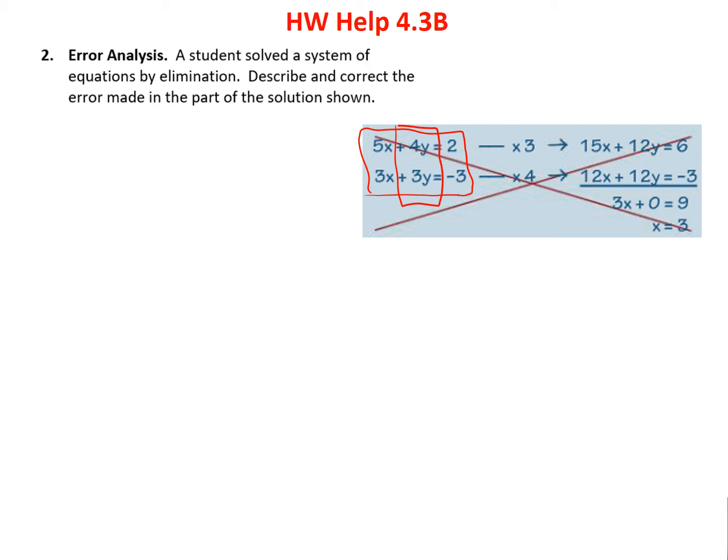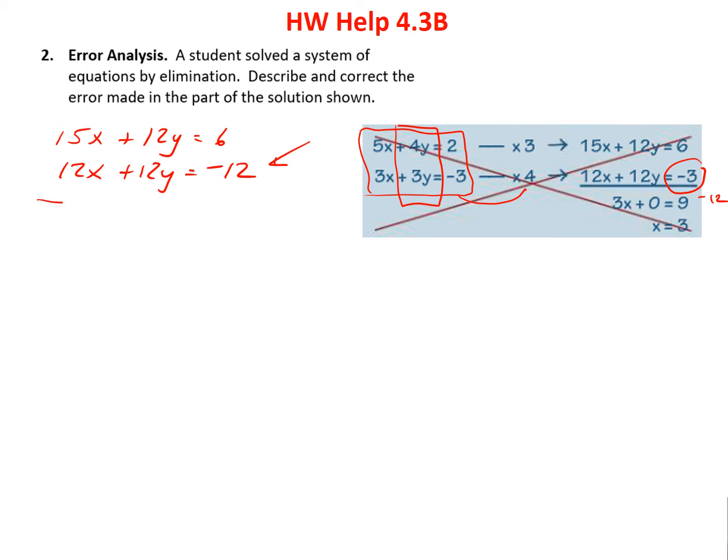But here's where they made the mistake. They forgot to multiply the last one by the number. So they left it as minus 3 when it should be minus 12. In other words, if they had done it correctly, they would have had 15x plus 12y equals 6. And here they would have had 12x plus 12y equals minus 12. That's the error right there that they made.